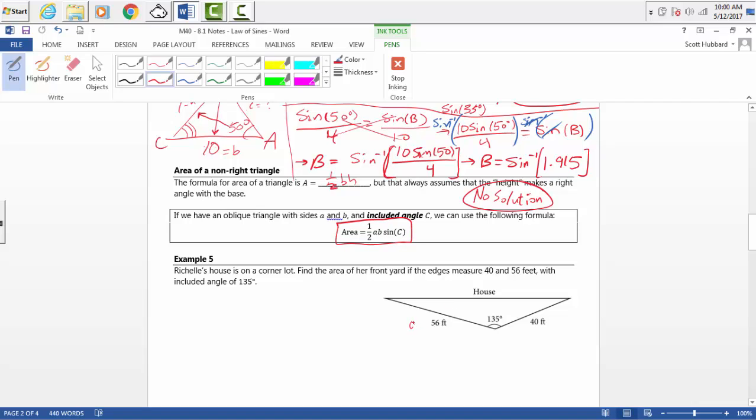A and B are just any sides of the triangle. It might not be a right triangle. Okay? This works for any triangle now. Any non-right triangle. If you have two sides, then you have the angle in between. So that's the key thing. C has to be the angle in between.